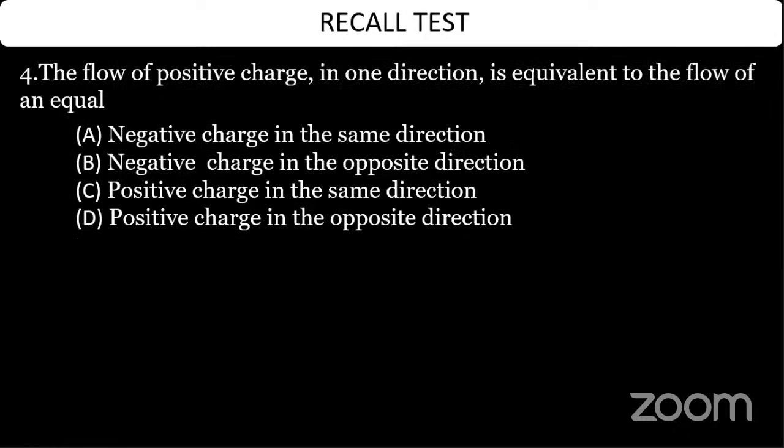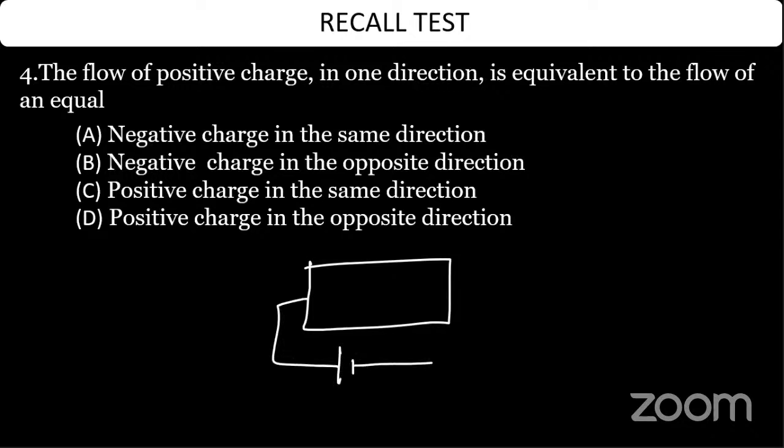So the fourth question goes like this. The flow of positive charge in one direction is equivalent to the flow of an equal dash. Say I have a conductor connected to a battery, so all positive charges are flowing in this direction. So my current is in this direction. When my current flows in this direction, what is being flown?